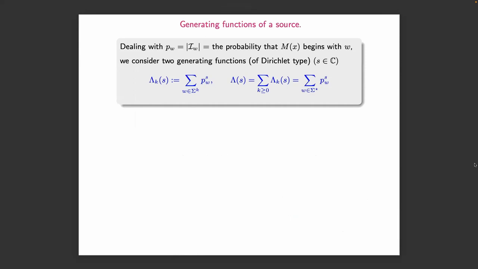pw is important. This is the probability that the word begins with w. And with this pw, I build the generating function of the source. First, lambda sub k is just the generating function related to the prefixes of length k. And lambda of s is the total series.